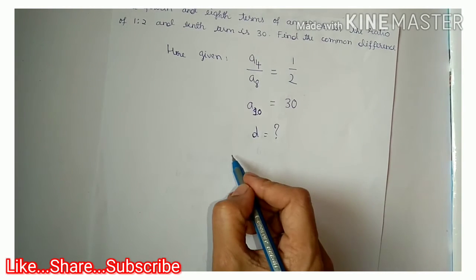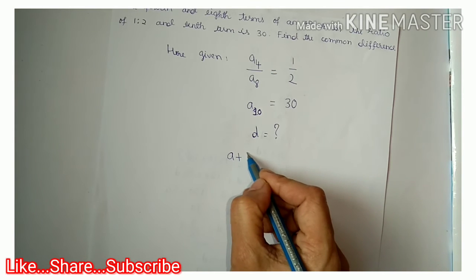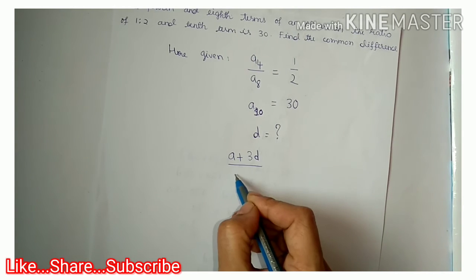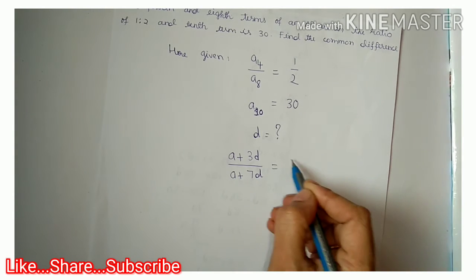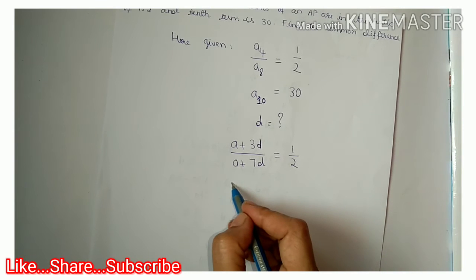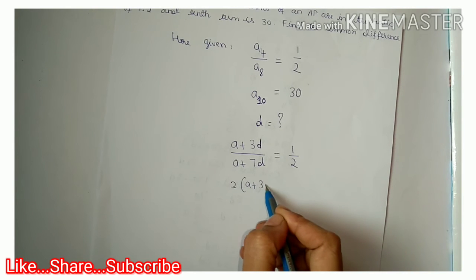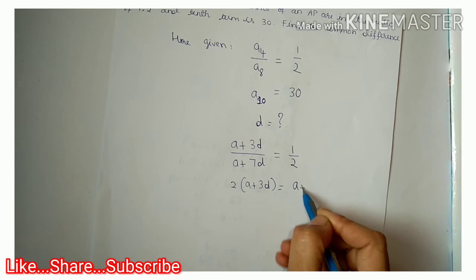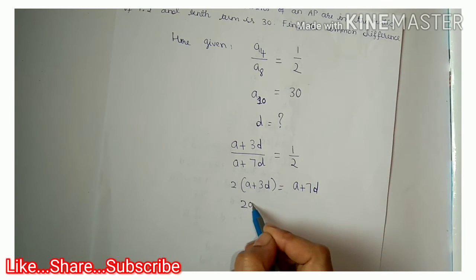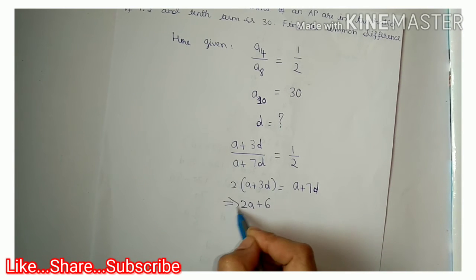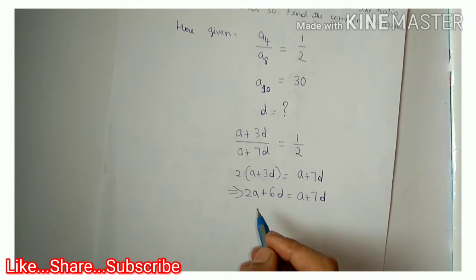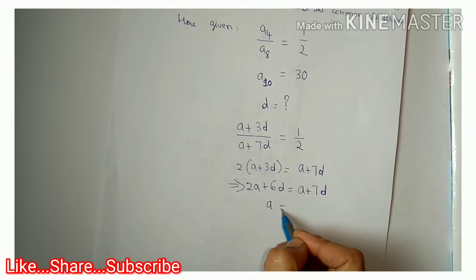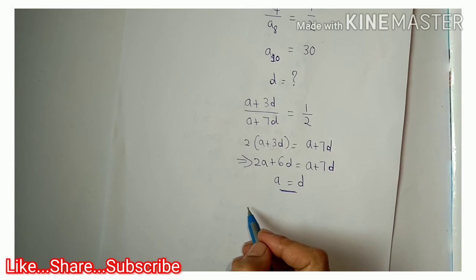Let us solve. A4 is A plus (4 minus 1) into D, A plus 3D, A8 is A plus (8 minus 1) into D, A plus 7D, is equal to half. Cross multiply: 2 into (A plus 3D) is equal to A plus 7D. It implies 2A plus 6D is equal to A plus 7D. 2A minus A is 7D minus 6D, A. First term is equal to common difference.